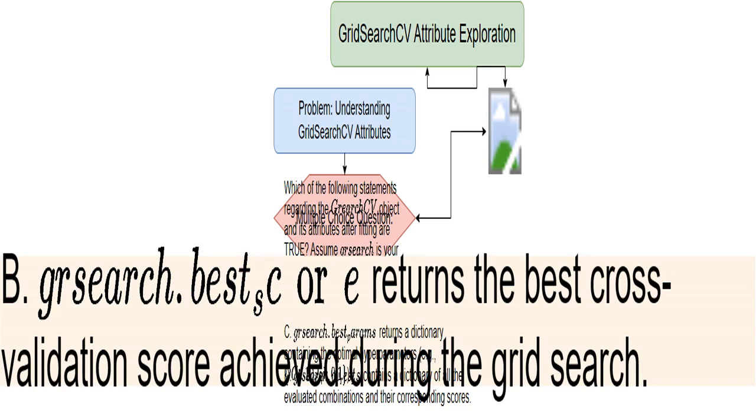This statement focuses on the "best_params_" attribute. This attribute is a dictionary that tells you the precise combination of hyperparameters, like C and gamma for an SVM, that led to the best cross-validation score. It provides the recipe for recreating the best performing model.